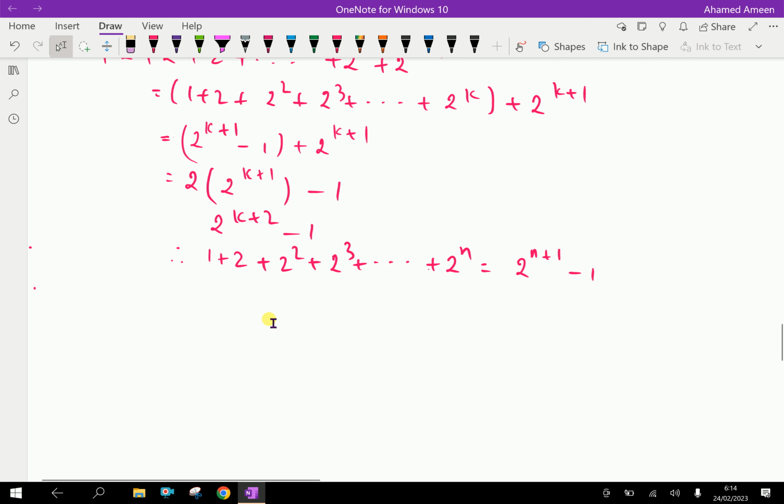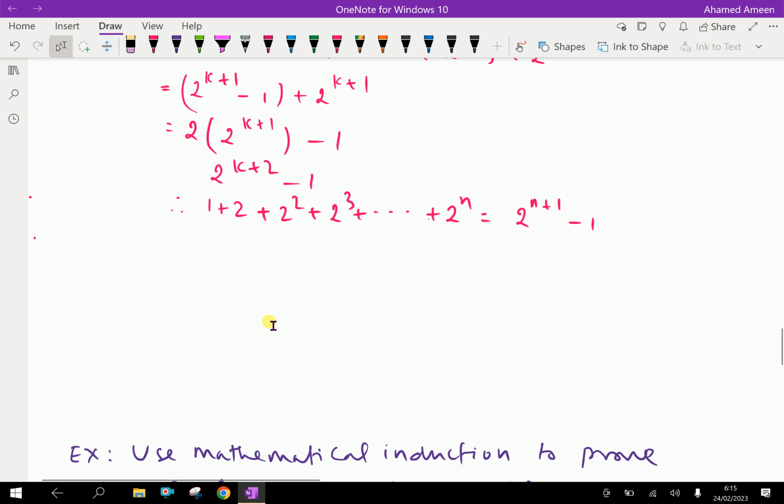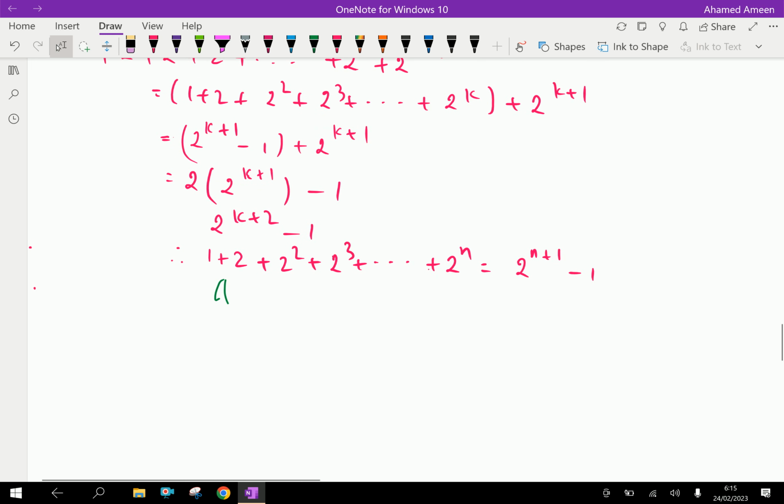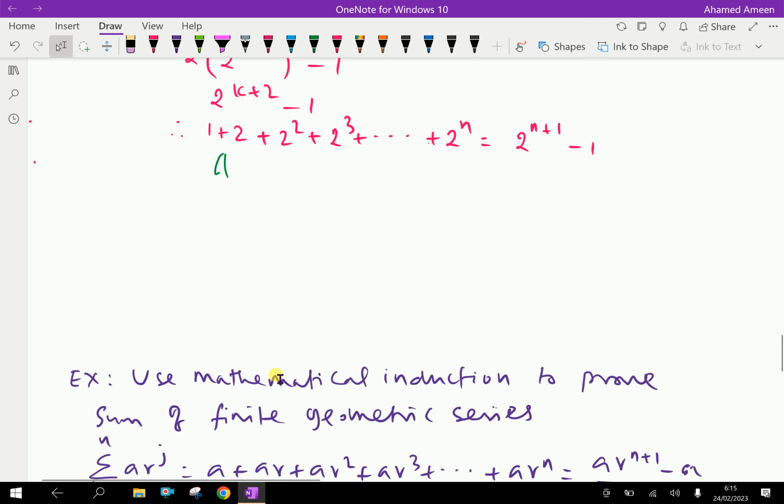Therefore, we can say, hence we have completed the inductive step. Therefore, all steps are true here. All steps true, therefore hence proved.